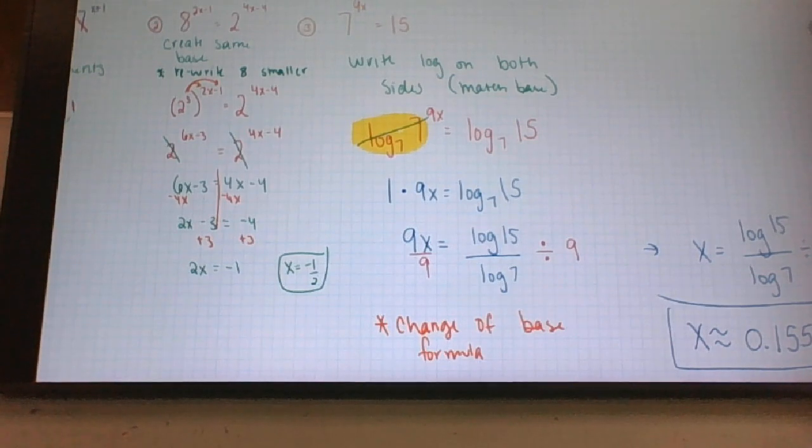The majority of your assignment is problem 1 and 2, the same base thing. I think there's only one where we're required to use our calculator.